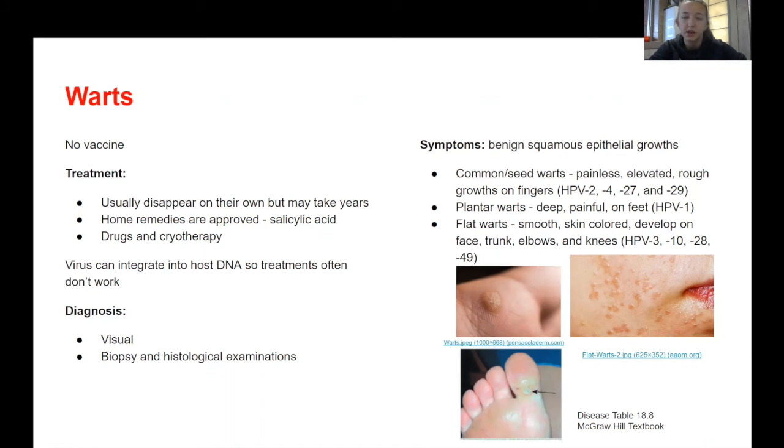So here's some images of the different types of warts. On the top left, we have just the common wart on a finger. And to the right of that, we have the flat warts. And then on the bottom left are the plantar warts.